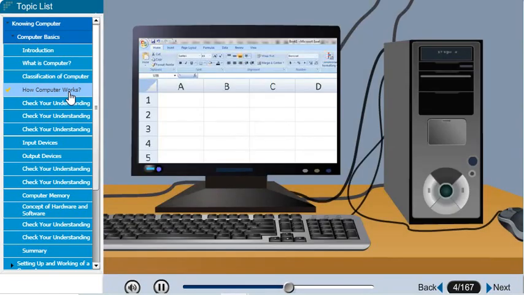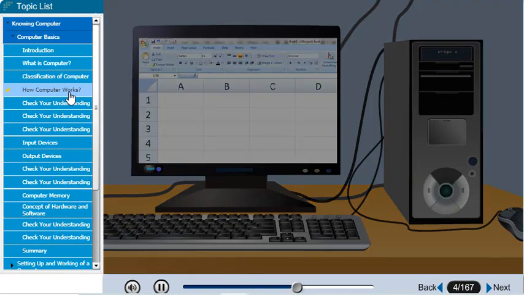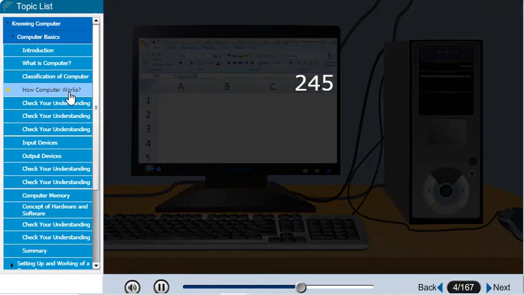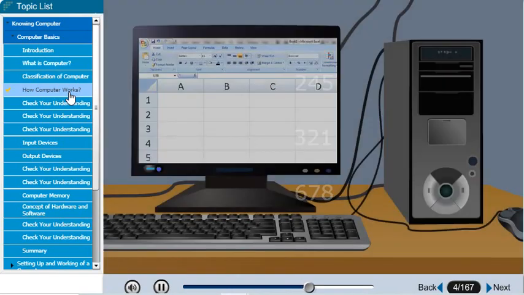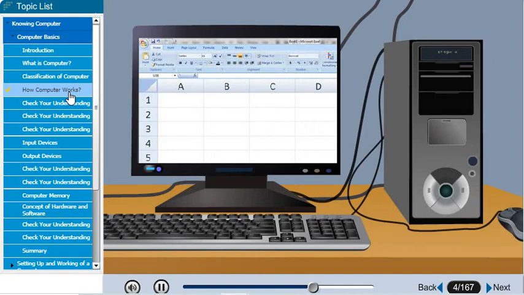Let's understand this with an example. Suppose we need to get the sum of three numbers, 245, 321 and 678 using a computer. For this, we provide these three numbers as input to the computer using the keyboard. Then, we instruct the computer to provide the sum of these numbers.